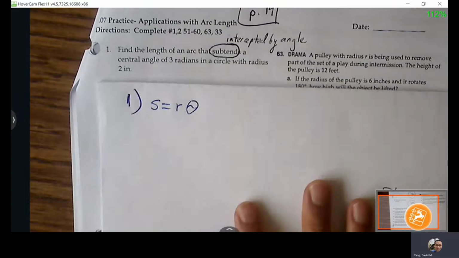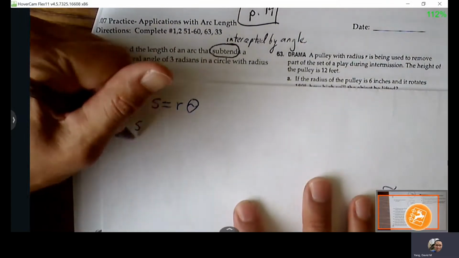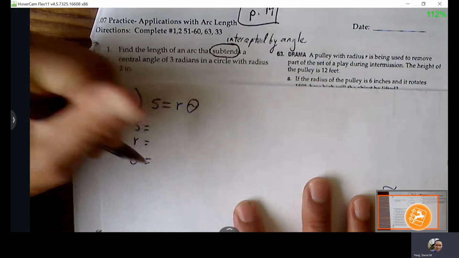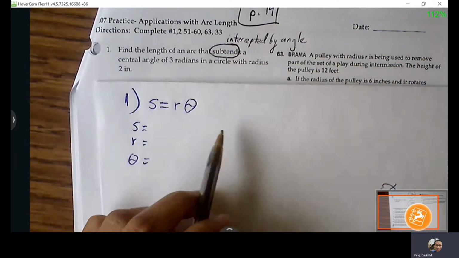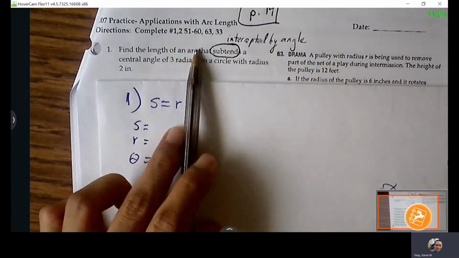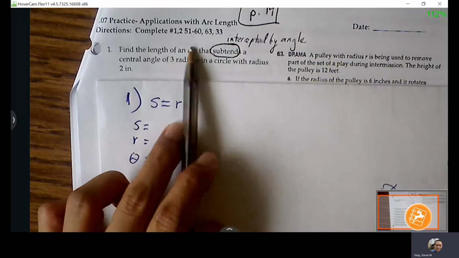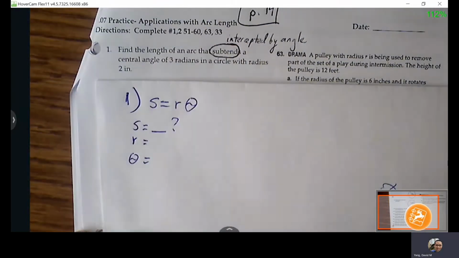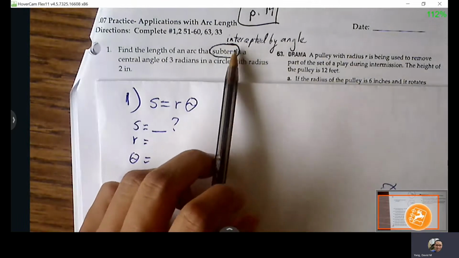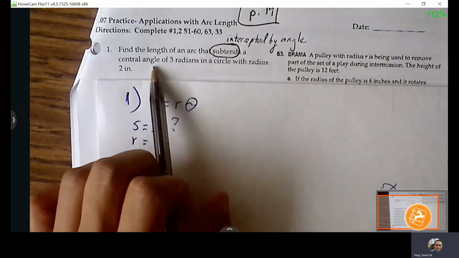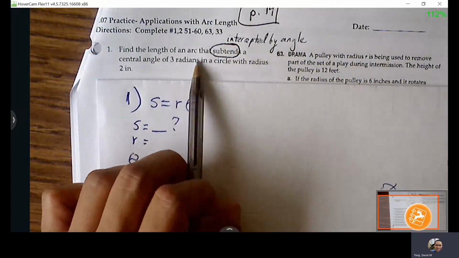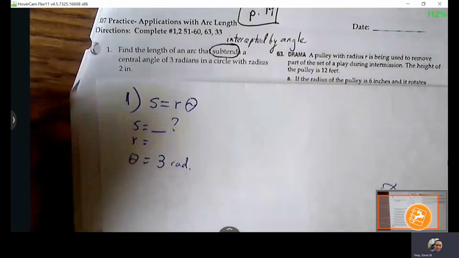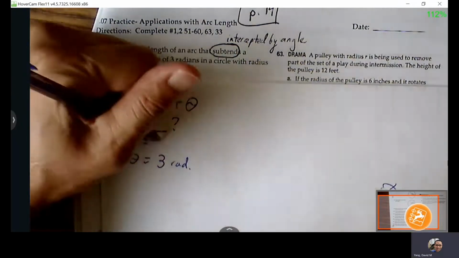Right, so I like to start this way. Go ahead and list out all the variables in play and then see what I can fill in. Find the length of an arc. So I know I'm looking for my variable S. That subtends just means that it's intercepted by the central angle of 3 radians, in a circle with a radius of 2 inches.